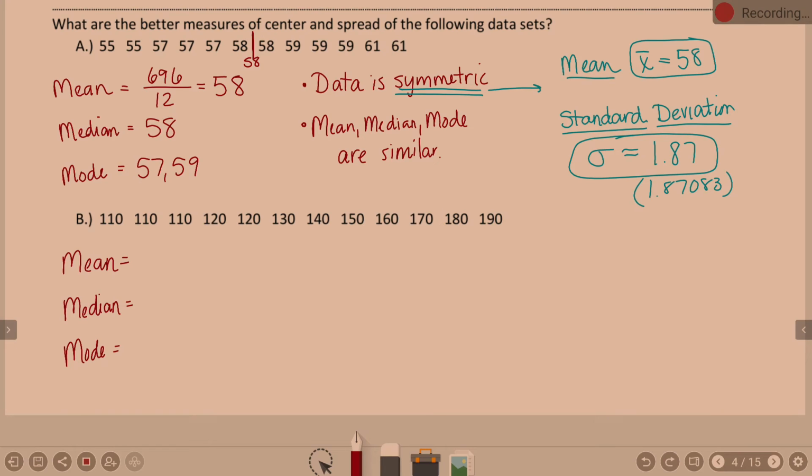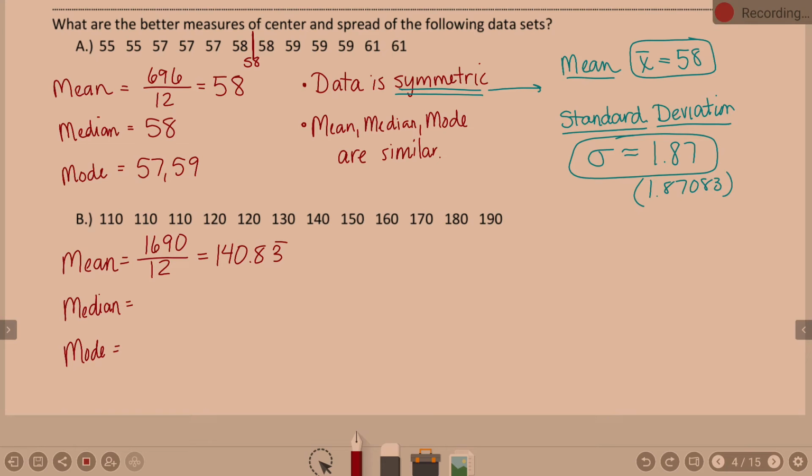Anyone have any luck with the mean yet? That's what I have written down. It adds up to be 1,690. You're dividing by 12, I think, right? Yeah. So 140.83, and the 3 appears to be repeating.